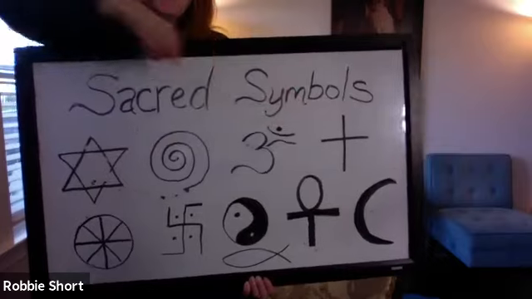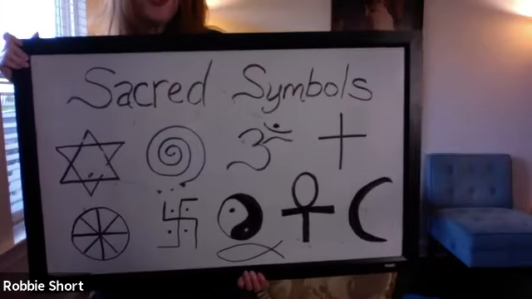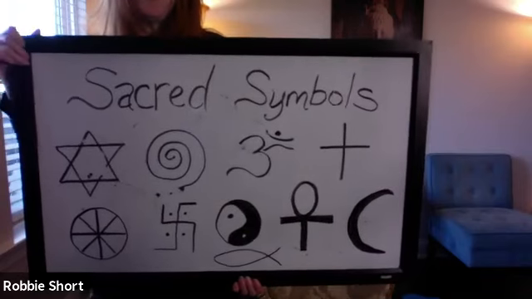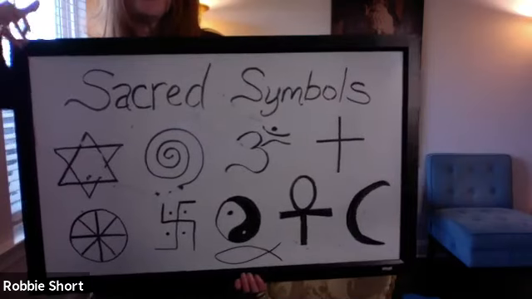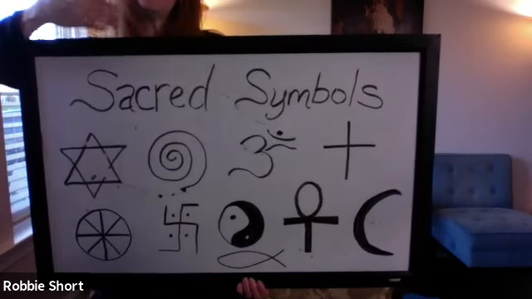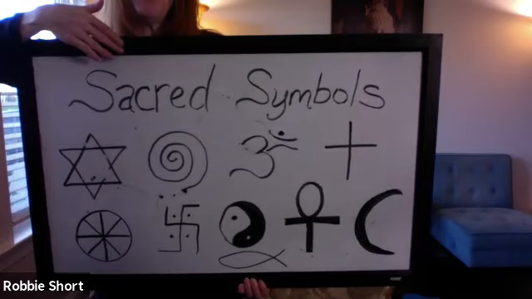The cross is another sacred symbol. The cross is something that Christians adopted, but this symbol has been around and predates Christianity. It represents what is spiritual coming into manifestation, into the physical, what is physical made into the material.